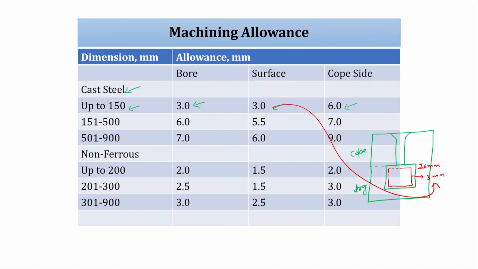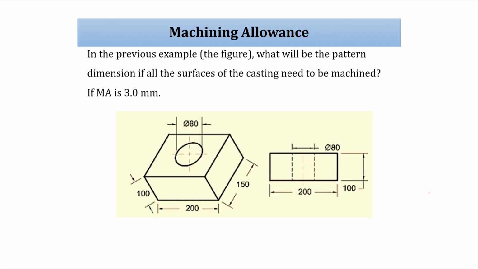Okay. Similarly, if you are non-ferrous, the machining allowance is less. Okay. Interestingly, if you can see, cast steel has higher machining allowance compared to non-ferrous alloys. Okay. So, we will solve a numerical problem based on that.